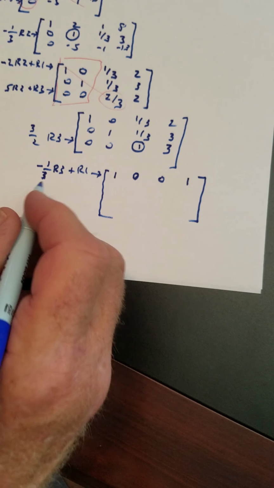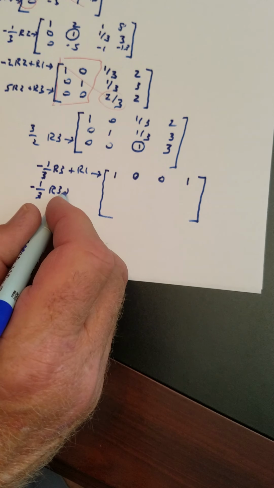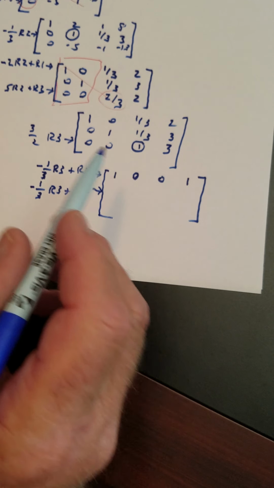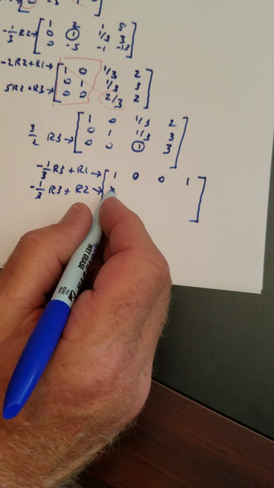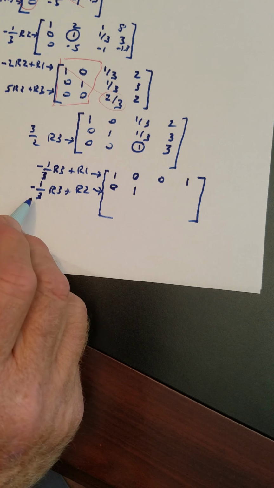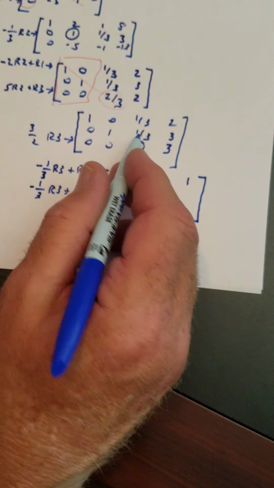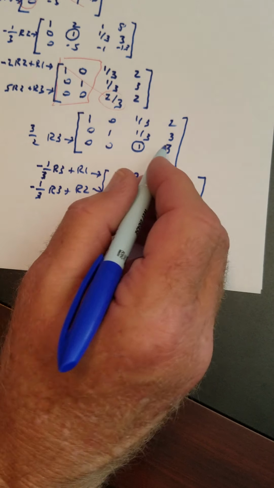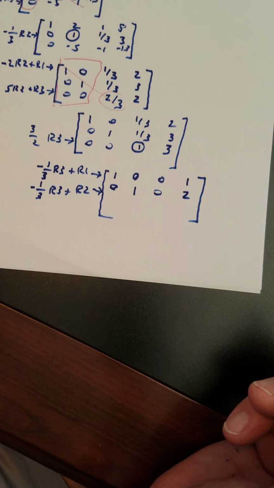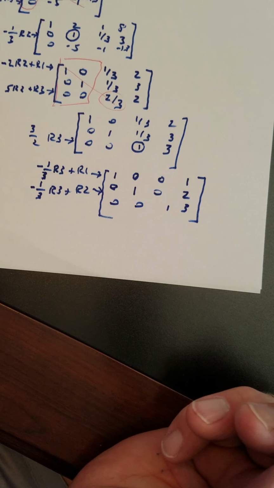Second row, that's negative 1/3 times row 3 plus row 2. Put my answers in row 2. So negative 1/3 times 0 is 0, plus 0 is 0. Negative 1/3 times 0 is 0, plus 1 is still 1. Negative 1/3 times 1 is negative 1/3, plus positive 1/3, and that is 0. Negative 1/3 times 3 is negative 1. Negative 1 plus 3 is 2. And the bottom stays the same.